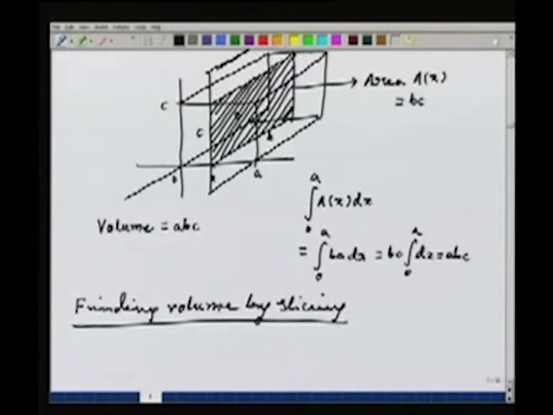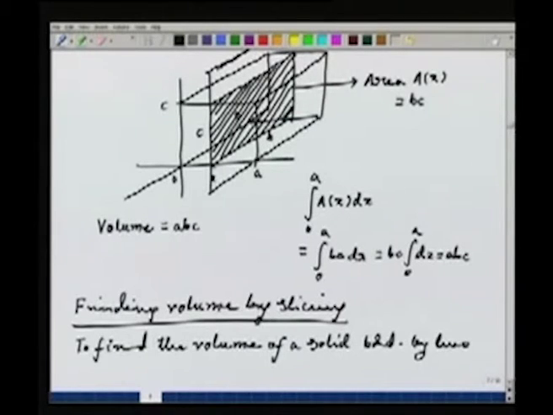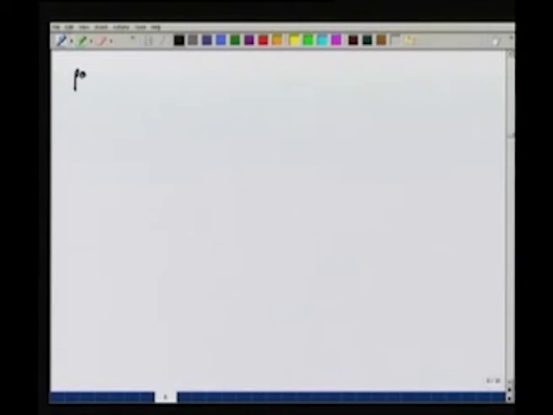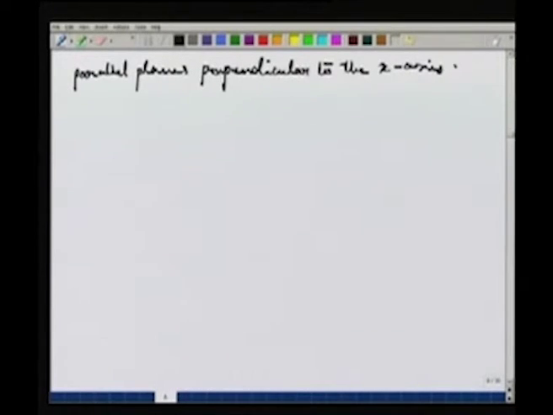So suppose a body is given to you. To find the volume of a solid bounded by two parallel planes perpendicular to the x-axis, at, let us say, x equals a and x equals b.